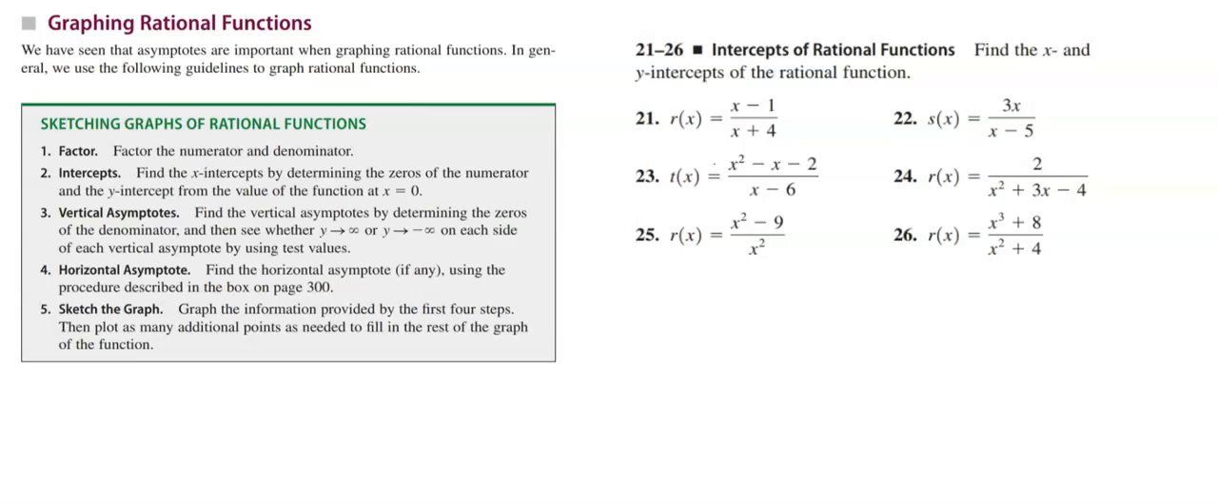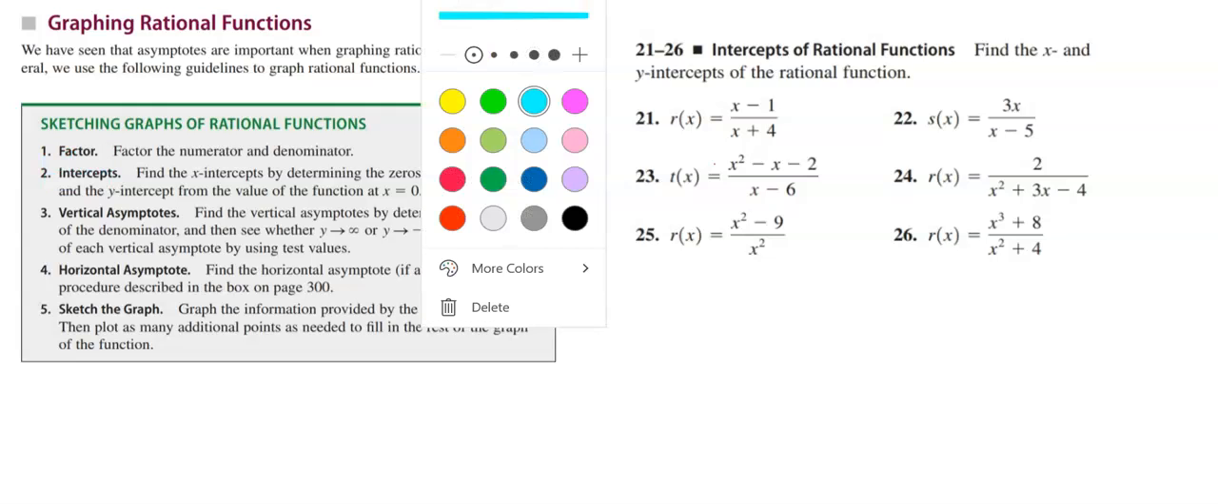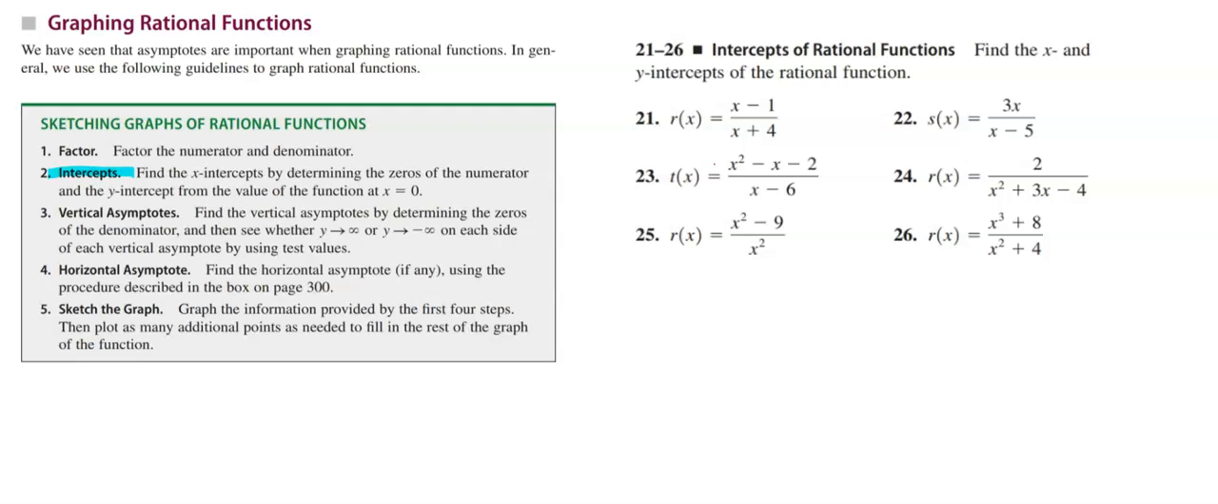So the first thing we want to do is find the x-intercepts. Looking at our steps, if I'm trying to find intercepts, I'm going to focus here on number 2. Number 2 says find the x-intercepts by determining the zeros in the numerator. Well, that's easy enough. And again, we're just going to take this one step at a time.